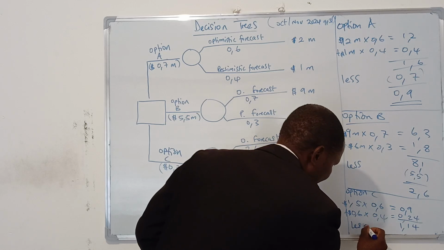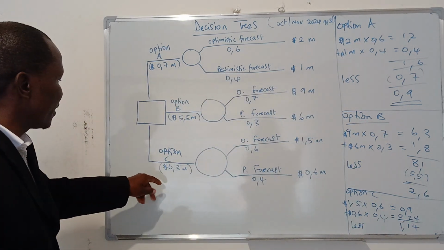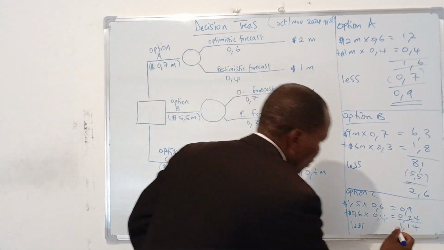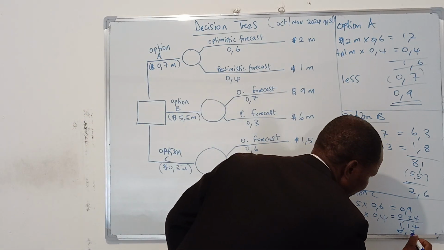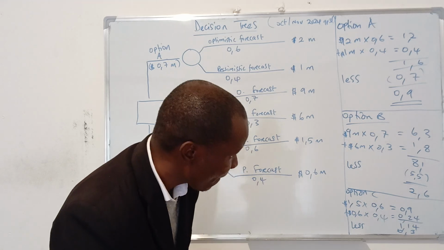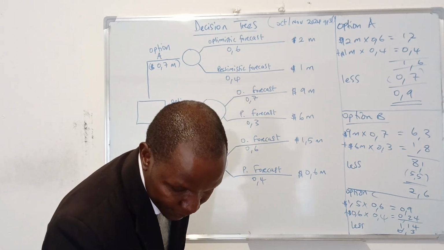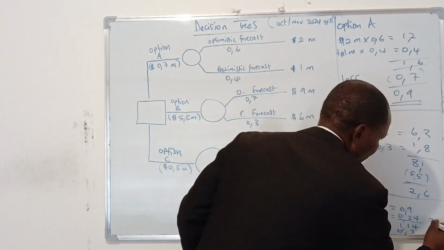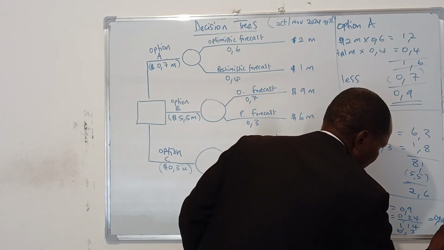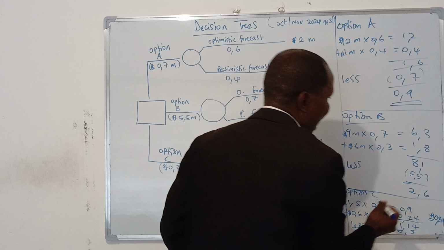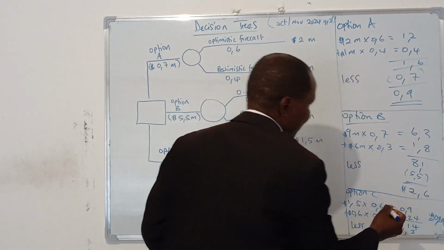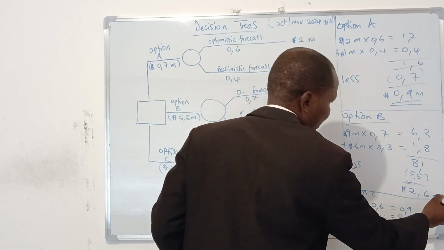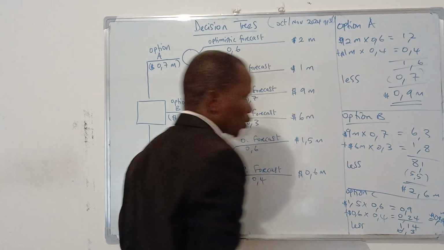Then less the cost, which is 0.3 million for this one. So 1.14 minus 0.3 gives you 0.84. Forgive me because of space. All these are basically dollars, in millions.